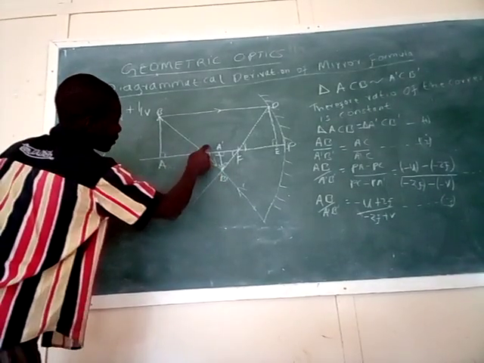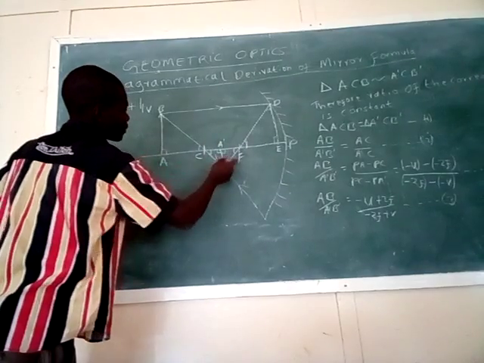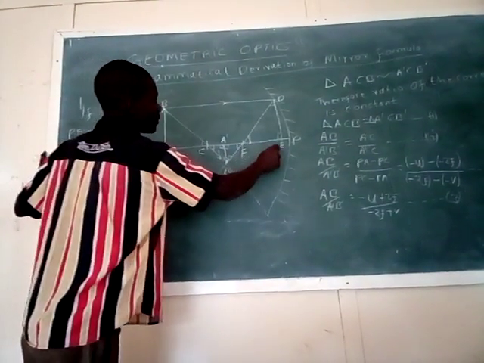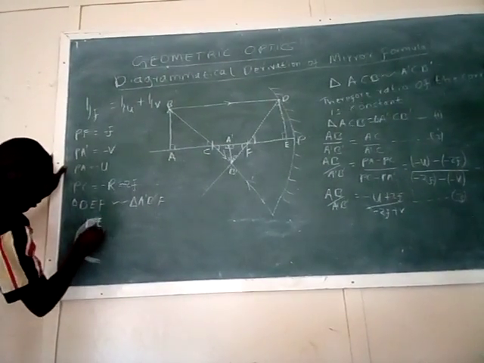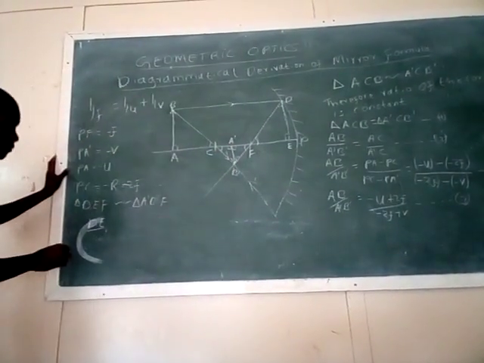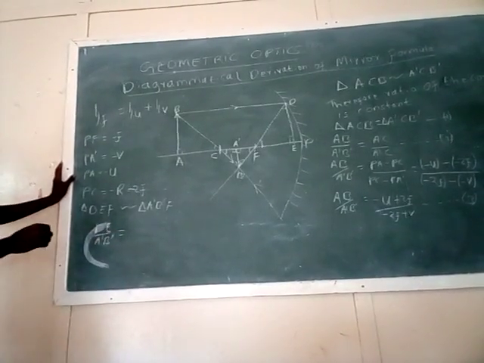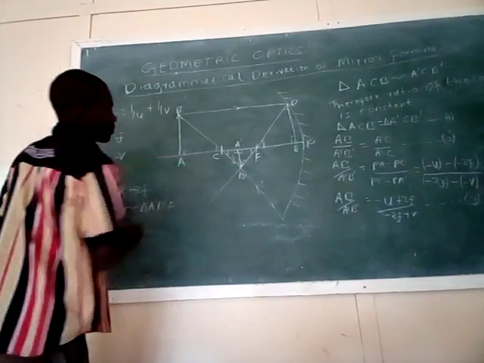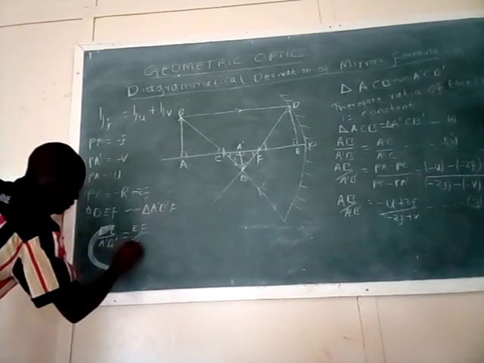Therefore you can say A prime B prime. Yeah, you can say this one or this. DEF, so we say DE over A prime B prime is equal to EF over A prime F.